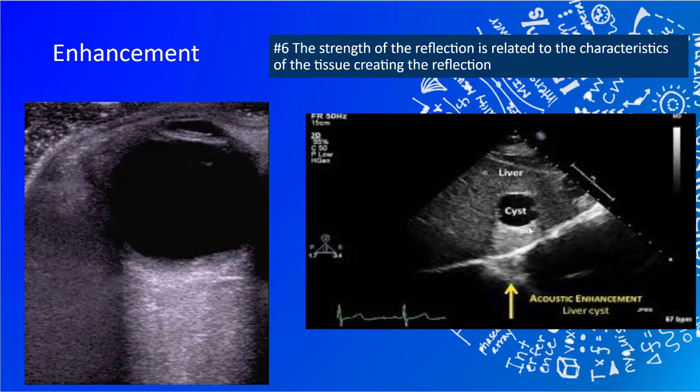So same idea as shadowing, we want to make sure that we are using our TGCs, maybe darken this down a little bit just so everything matches up, looks a little bit nicer to the eye. Maybe we'll leave it. Having a cyst showing that posterior enhancement is actually very important to say, yep, that's probably a cyst. Otherwise, we can always try different angles so we don't interact the same way with that structure.